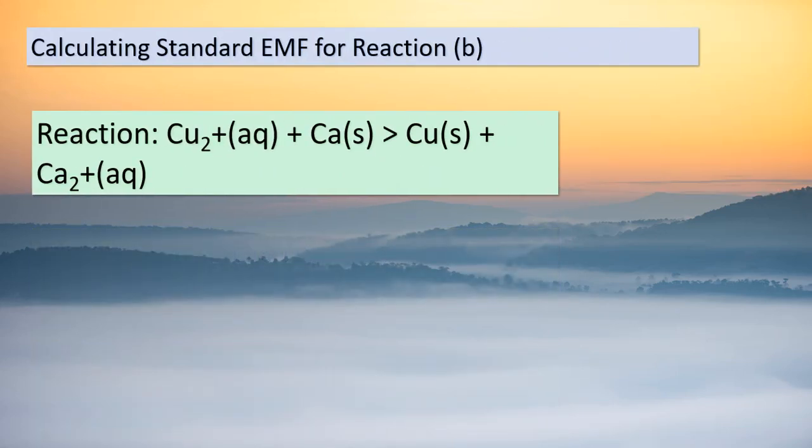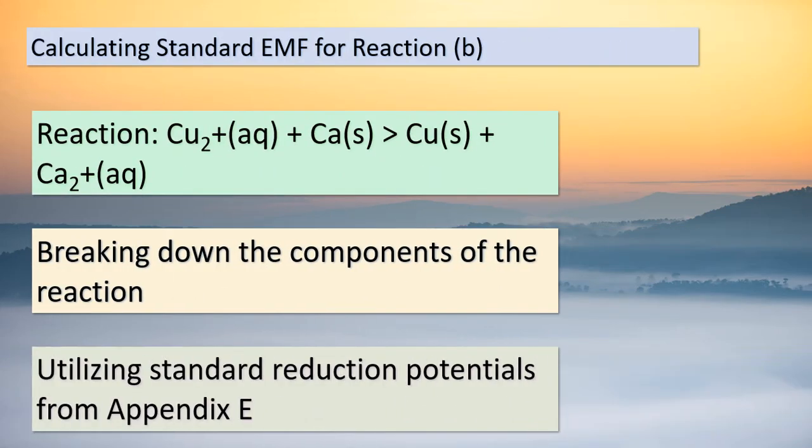Great job, class! Now, let's move on to calculating the standard EMF for reaction B. This reaction involves the interaction between copper ions and solid calcium. We'll be using the standard reduction potentials from Appendix E once again. Pay attention to the signs of the values, as they're crucial in our calculations.